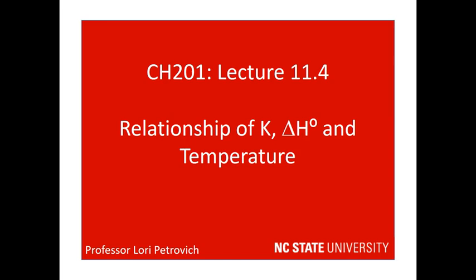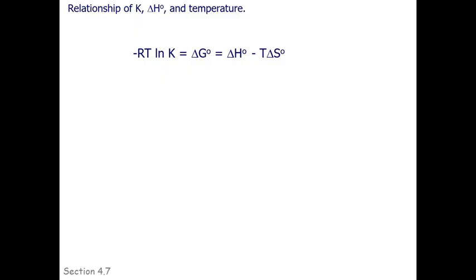The last part of Lecture 11 deals with the relationship of K, change in enthalpy, and temperature. So our two main formulas to give us delta G at standard state are minus RT natural log of K and delta H naught minus T delta S naught. I'm going to take minus 1 divided by T times these two relationships. So on the left side, I'll get R natural log of K, and on the right side, I'll get delta S naught minus delta H naught divided by T.